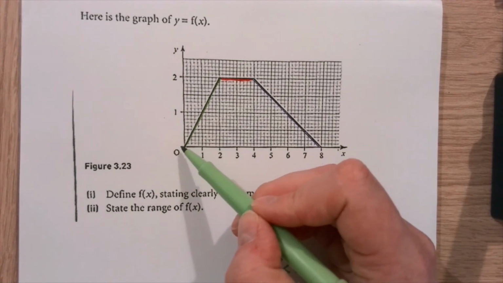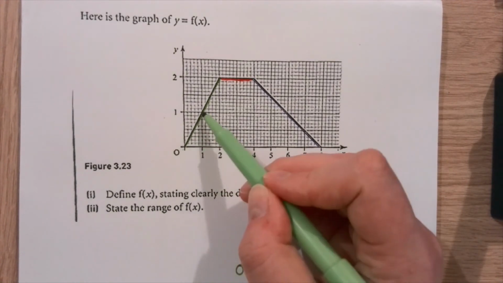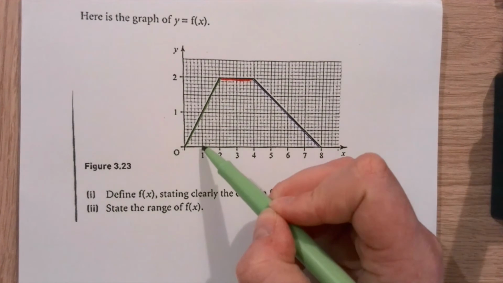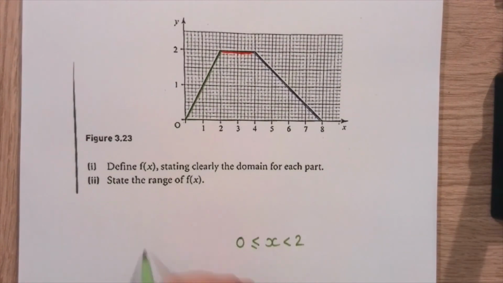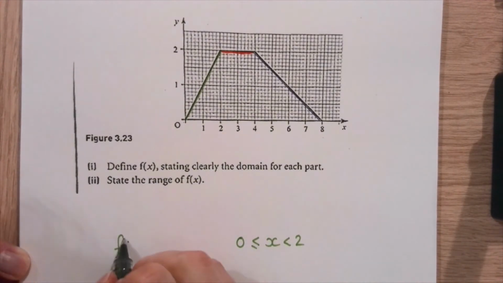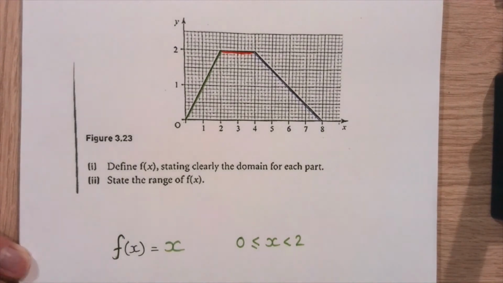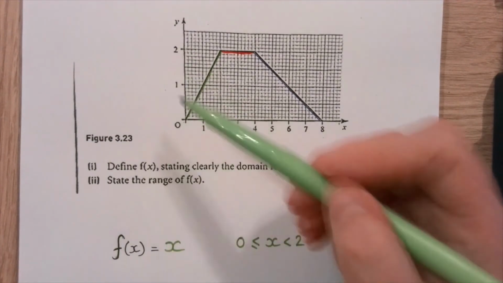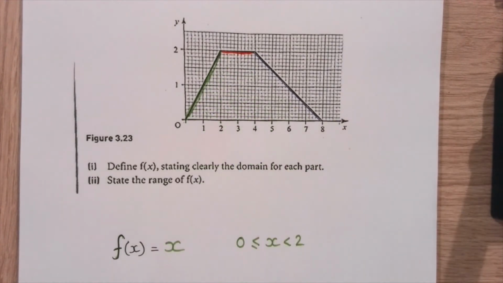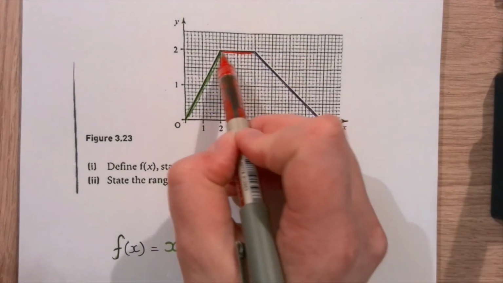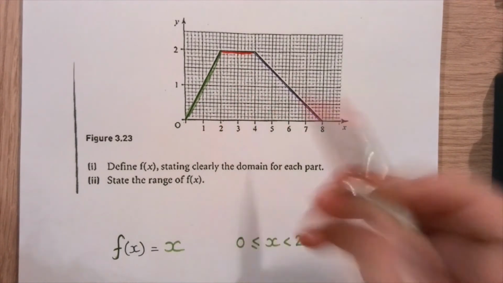So, change in y. If I take 0, 0 and 1, 1, change in y is 1 over change in x, which is also 1. So the function for this, f of x, I should do this in black. f of x is equal to x for this domain here, because y equals x at this part of the graph here. Now my next part is between x is 2 and x is 4.